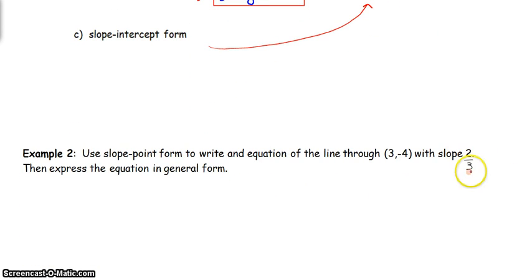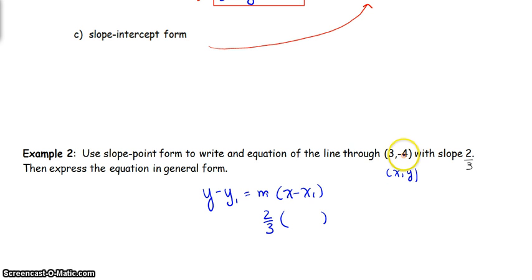Let's try this one in which our slope is a fraction, 2 over 3. So we are going to use our point-slope form. We're going to insert our slope for m. The slope between my one arbitrary point and the point I know will be y minus y over x minus x.